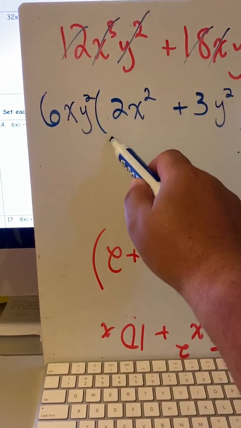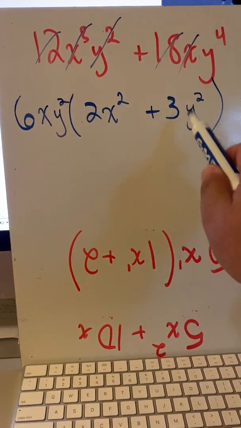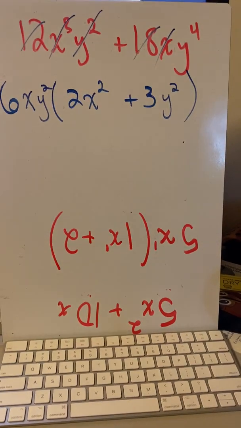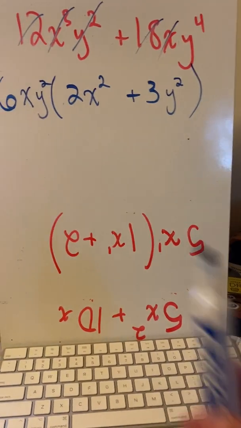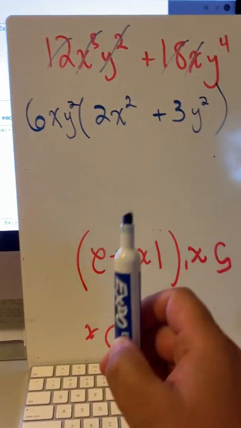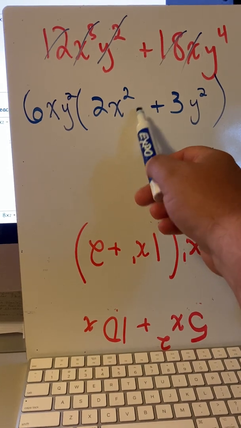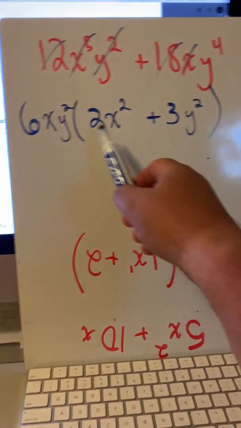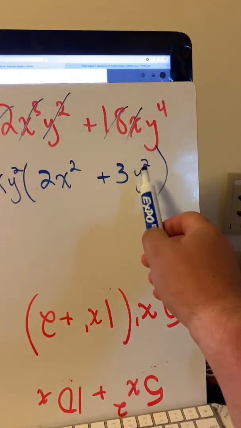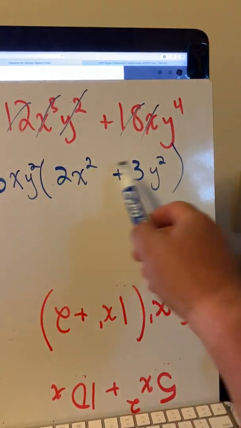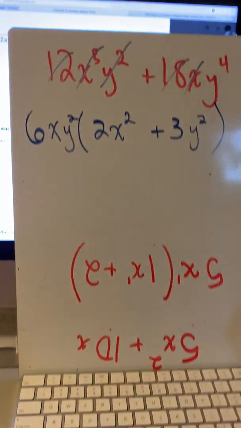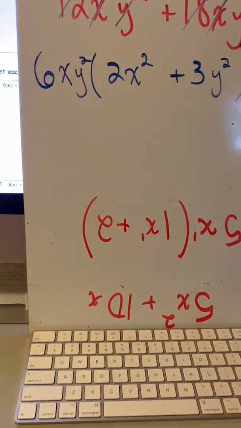6xy to the second times the quantity of 2x to the second plus 3y to the second. That is the final answer. You could test it to make sure. 6 times 2 is 12. X times x squared is x to the third. Y squared times blank is y squared. 6 times 3 is 18. X times blank is x. Y squared times y squared is y to the fourth. So this does work out beautifully.